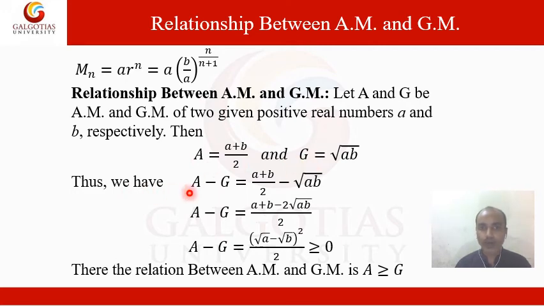For this, we have A minus G equal to (a plus b) by 2 minus square root of ab, and simplifying we get A minus G equal to (root a minus root b) whole power 2 upon 2. It is clear from this that it is a whole square, and the square of a number is never negative if the number is real. So we can say A minus G is greater than or equal to 0. Therefore, the relation between AM and GM is that the arithmetic mean is always greater than or equal to the geometric mean.